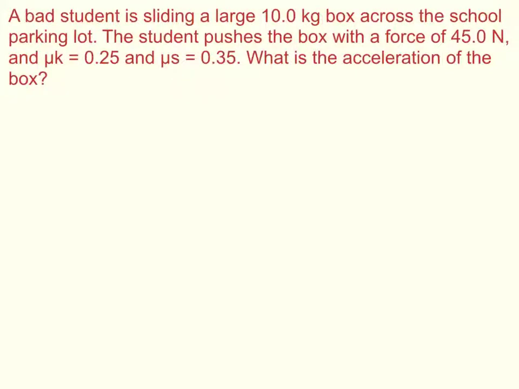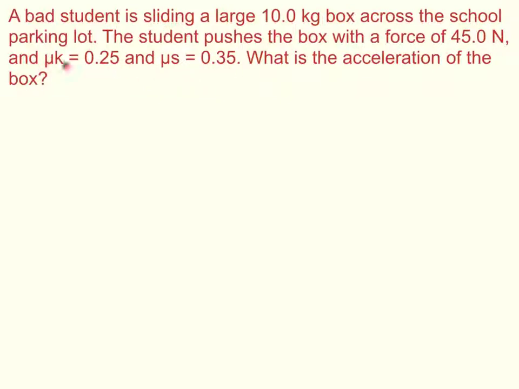This is like a Newton's law problem. We're trying to find the acceleration of this box that's being pushed across the floor. A couple quick things I noticed. As soon as I notice it's a sliding box, when we're talking about friction, we've got to consider which of these mu values we're going to use.